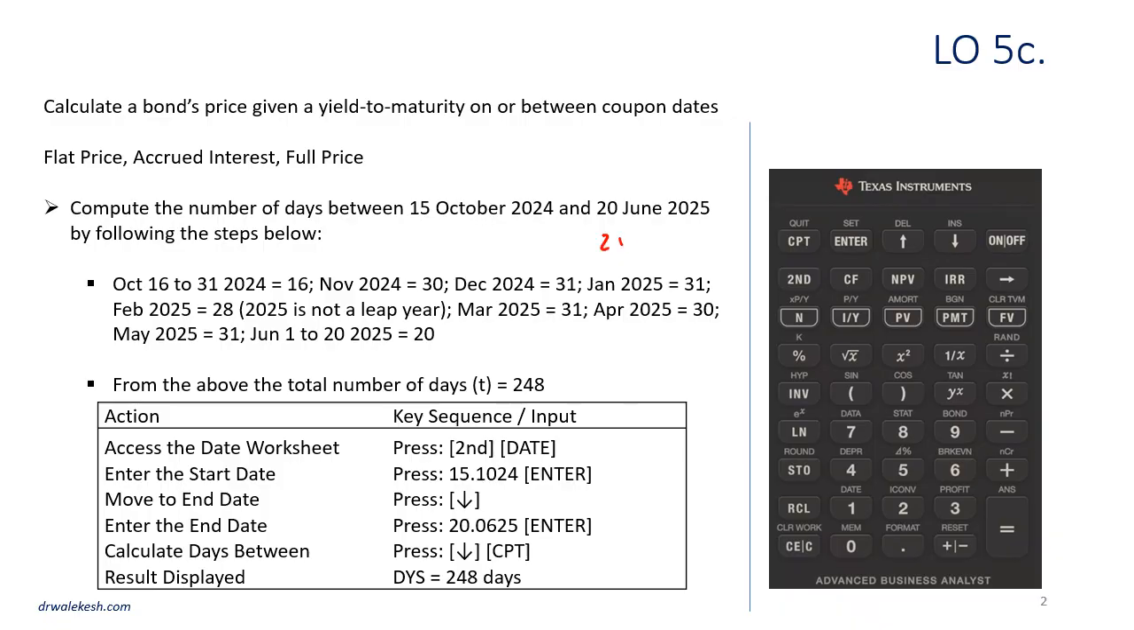So you will have to press 20, then dot, June, that's 06, then 25, that's 25. Please do not forget enter. Then you can now go ahead to press the arrow pointing down, and after pressing the arrow pointing down, then you press compute. I expect you to have this 248.